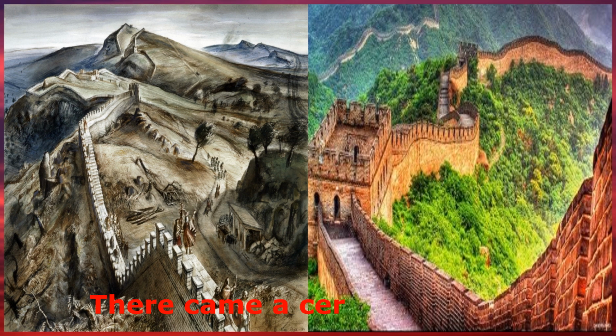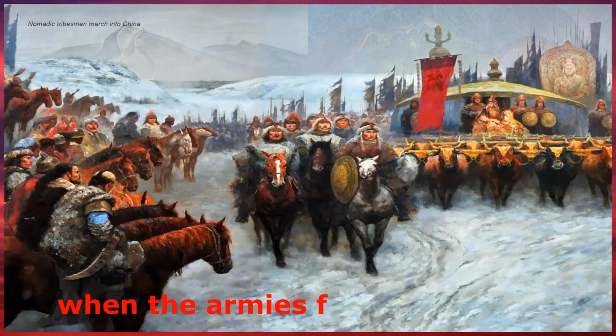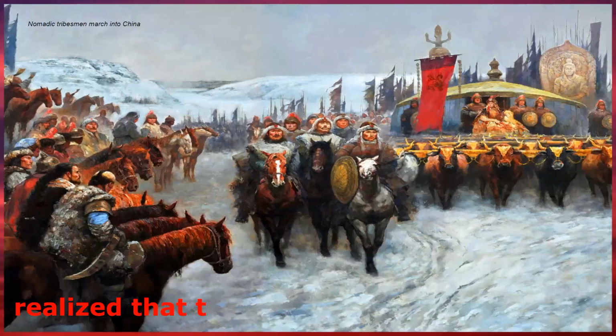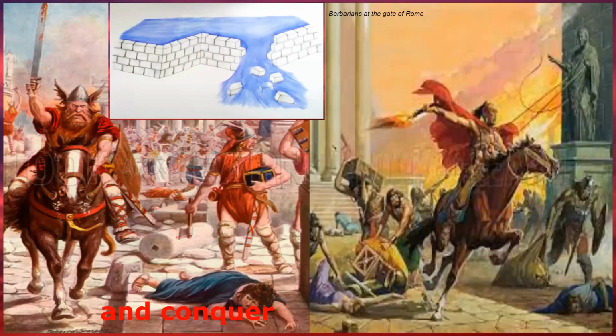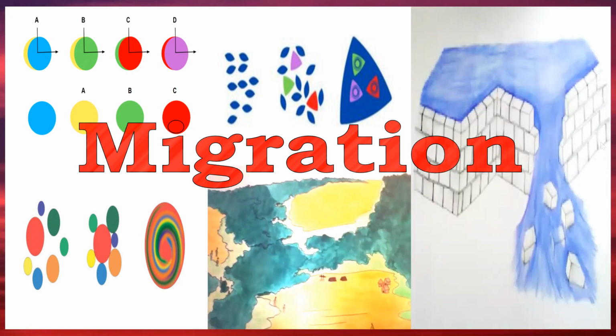There came a certain moment with these great empires when the armies from the fringes realized that they had more military power and that they were stronger. And so they broke the walls down and rose up against the empire and conquered the central power. That's all about migration.